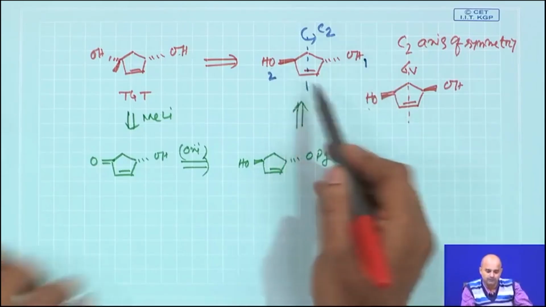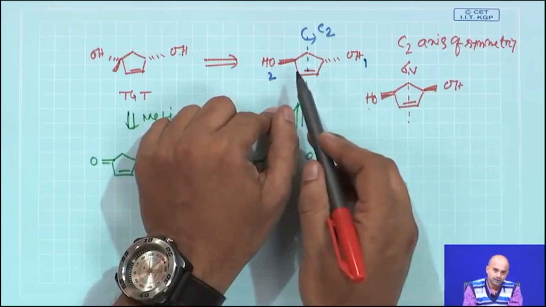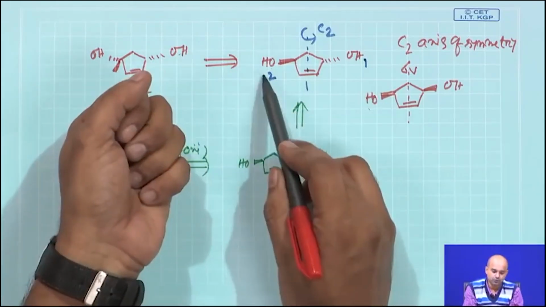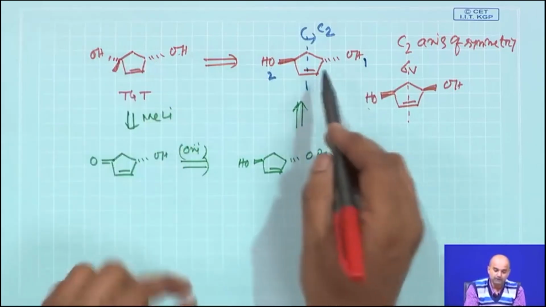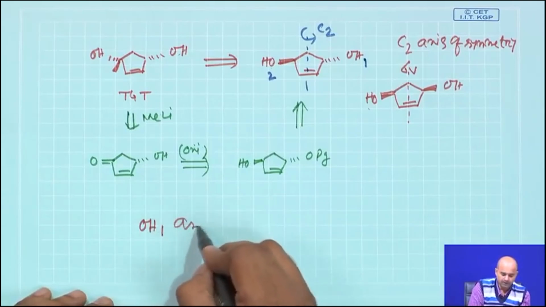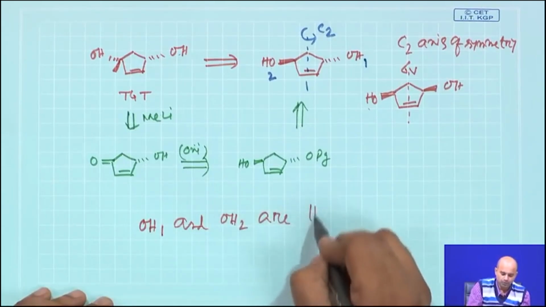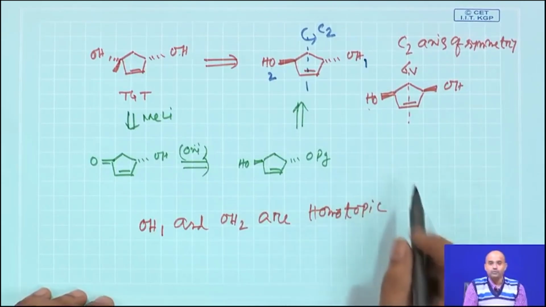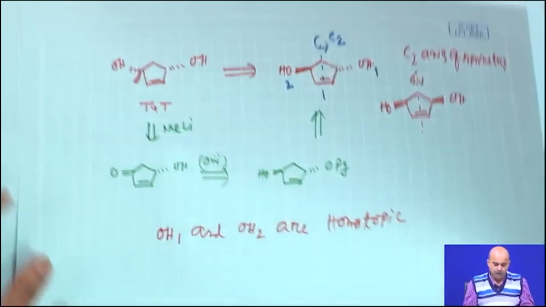Now, C2 symmetry means that if you rotate this compound 180 degrees around this axis, you get the same compound. That is why these two OH are chemically equivalent, and they are termed homotopic. So, I say OH1 and OH2 are homotopic. Homotopic means they are identical. We will be discussing this strategy a little bit later on when we talk about stereochemical strategies.